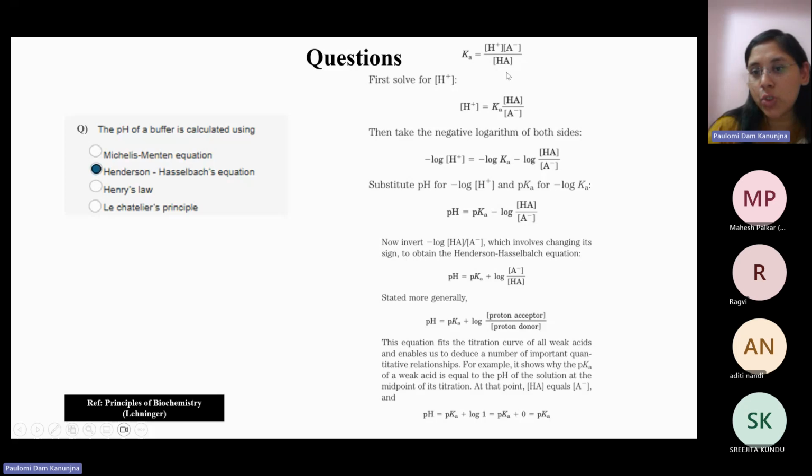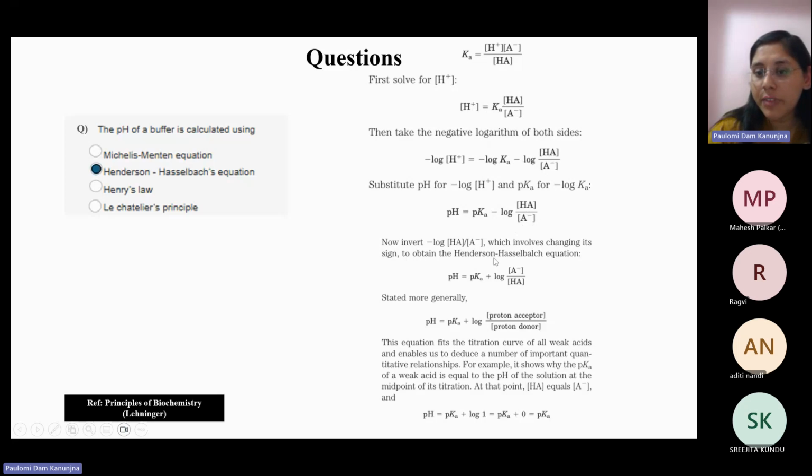So H plus equals Ka into HA divided by the A minus concentration. We are just basically rewriting the entire structure of the formula. Now we will take the negative logarithm on both sides. So minus log H plus equals minus log Ka minus log HA by A minus. Minus log H plus, we all know, is basically the pH. So pH equals minus log Ka, we also know this. This is pKa. We have just done this in the previous class, previous slide. And this is minus log HA by A minus.